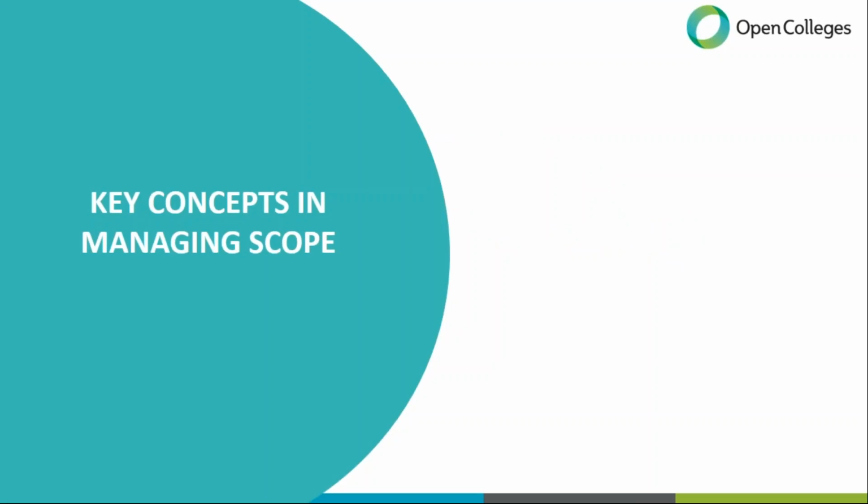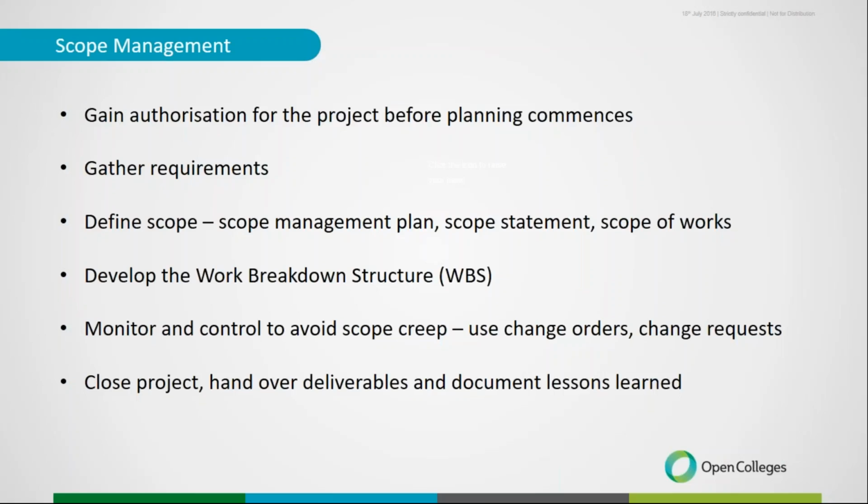So when we look at managing scope, which is what this first module is all about, scope doesn't commence until we've gained authorization for the project. At that initial authorization stage, the project manager has the authority to go ahead and start planning. So that's really when the work of scope kicks into place. And the first thing that we need to do within scope management is gather the requirements and find out what does this project necessitate.